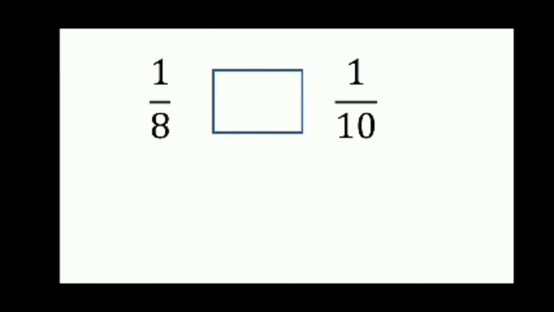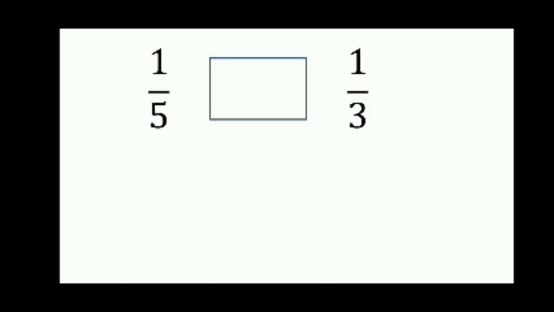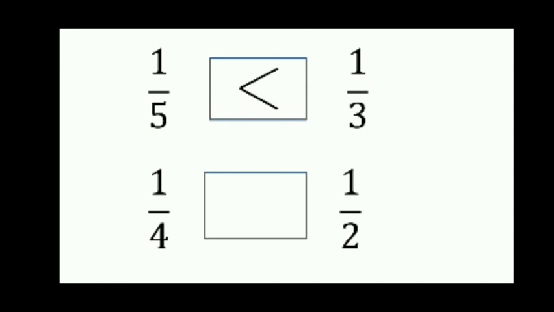1 upon 8 and 1 upon 10. The bigger fraction here is? Correct, 1 upon 8. 1 upon 15 and 1 upon 20. Which is a bigger fraction? Good, 1 upon 15 is a bigger fraction. 1 upon 5, 1 upon 3. Which is a smaller fraction? Yes, 1 upon 5 is a smaller fraction. 1 upon 4 and 1 upon 2. Which is a bigger fraction here? Correct. 1 upon 2 is a bigger fraction.